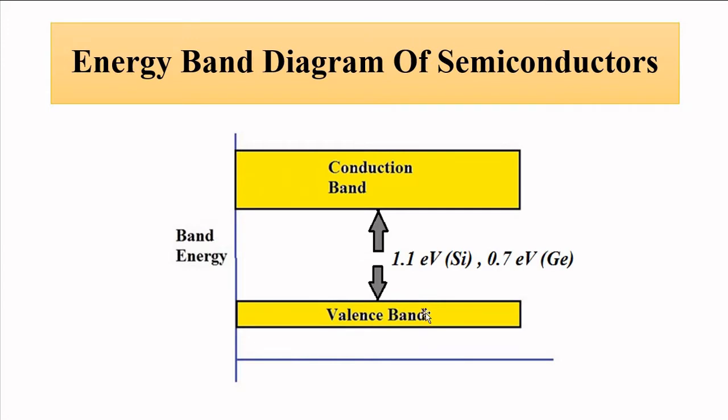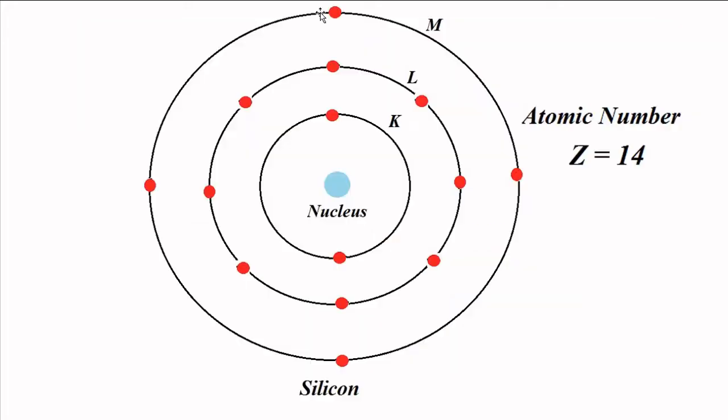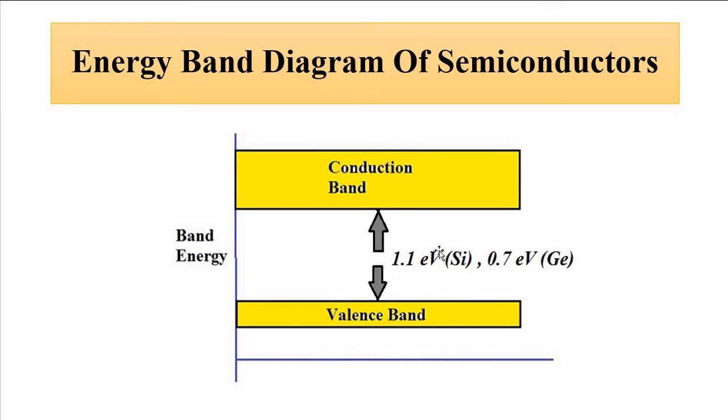Now if we want these 4 electrons to become free, to become conducting electrons and occupy the conduction band, we have to supply them with a certain value of energy. For silicon it is 1.1 electron volt, for germanium it is 0.7 electron volt.